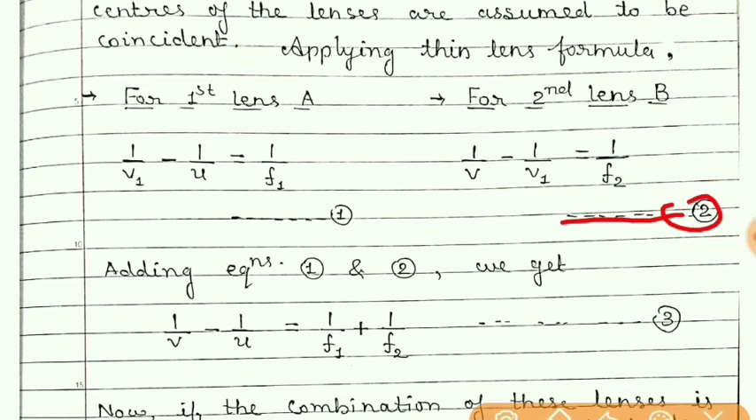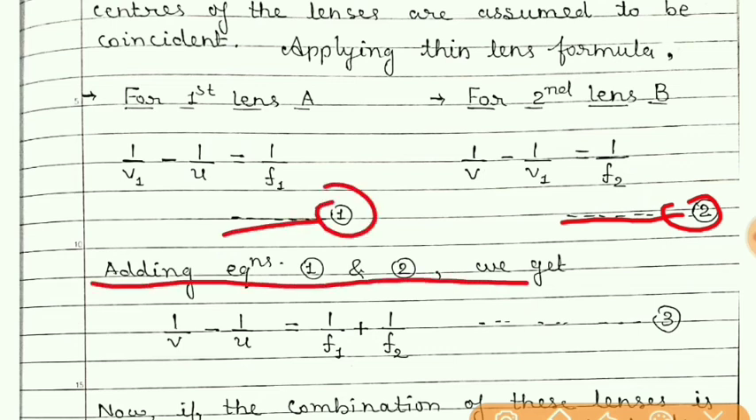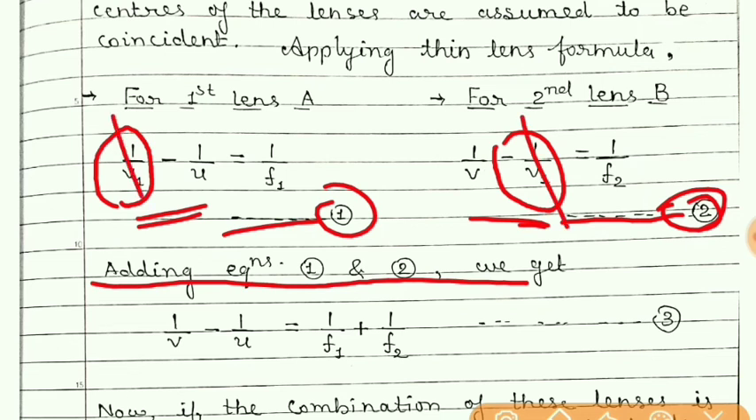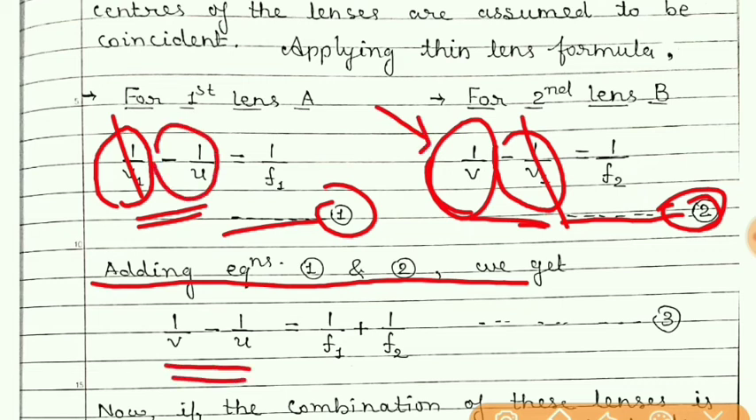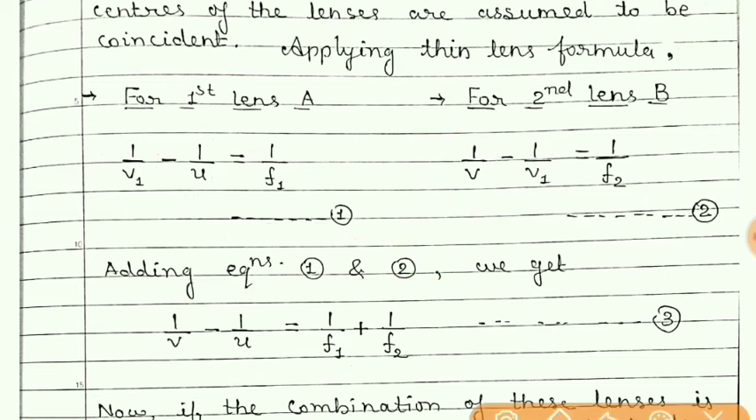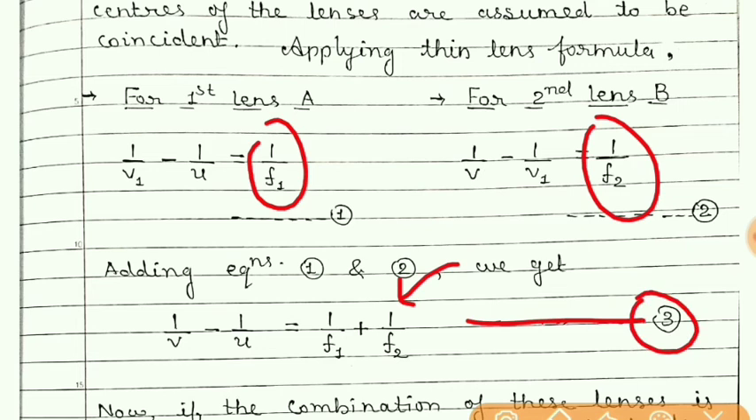Now adding both these equations, equation 1 and equation 2, you can see here in the first equation this is 1 upon V1, in the second equation there is 1 upon V1, but it is negative. So when we add both these equations, on the left side this term will cancel out. So what remains on the left side? 1 upon V minus 1 upon U, and that is here. And on the right hand side, 1 upon F1 plus 1 upon F2, that is here. Let us give this equation number 3.